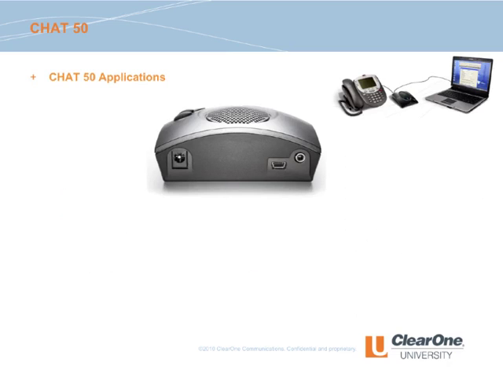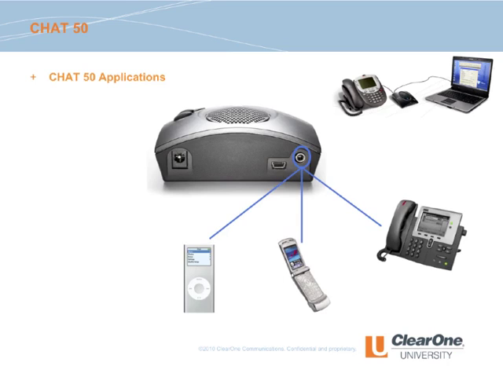The Chat50 can interface to a variety of devices. The Chat50 features a 3.5mm analog audio port that contains analog line in and line out audio. The analog audio port will interface to MP3 players for audio playback, cell phones for an ad hoc small group conference, and enterprise telephones as an excellent replacement for a headset. Custom cables are available from CleareOne to interface to compatible devices.